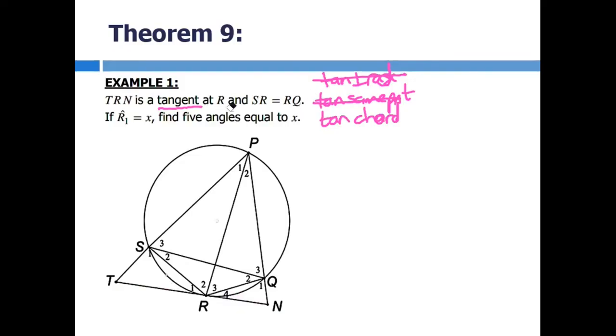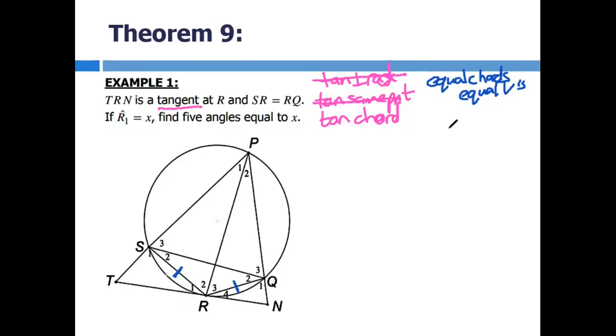What else have they said? SR is equal to RQ. Okay, so what does that help me with? SR is equal to RQ. I've got equal chords. So that means I could possibly use equal chords, equal angles. Okay?